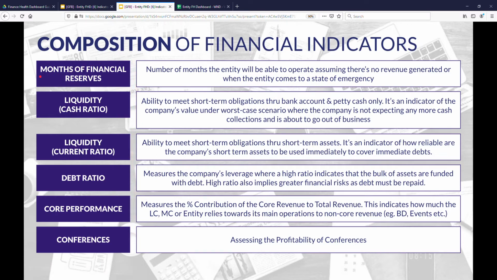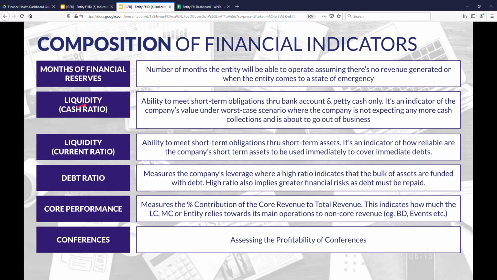First is months of financial reserves, which is the number of months an entity will be able to operate, assuming there's no more revenue to be generated. So this is the one that would say how much reserves you have, and how many months you would be able to survive with the reserves that you have.